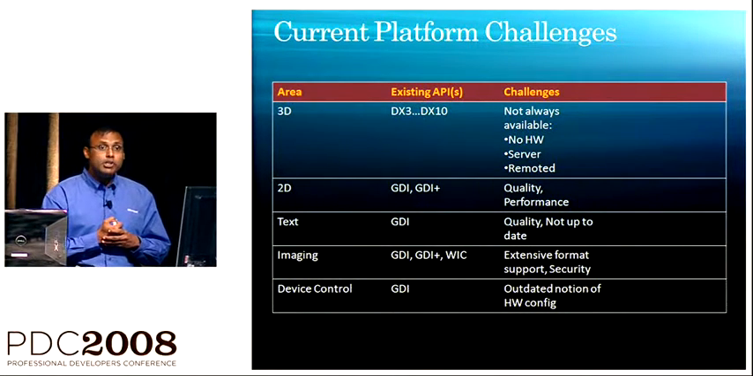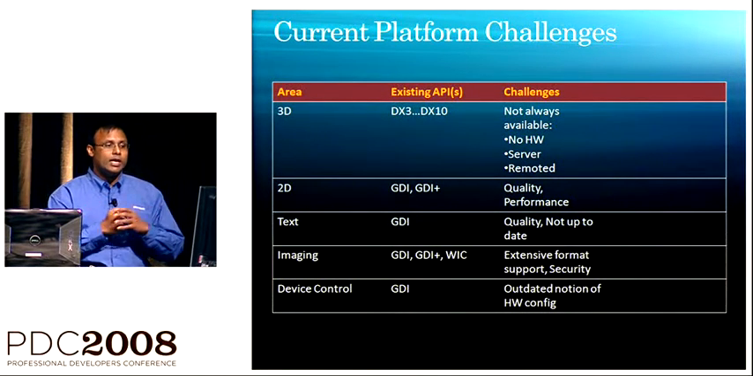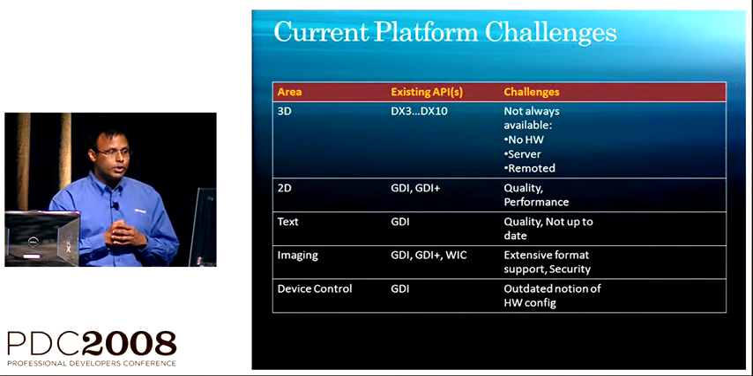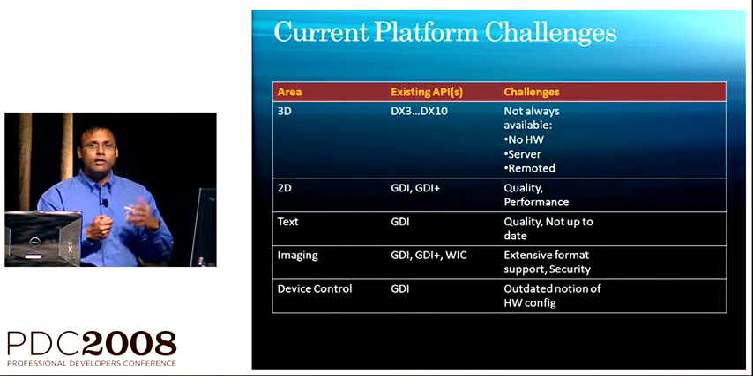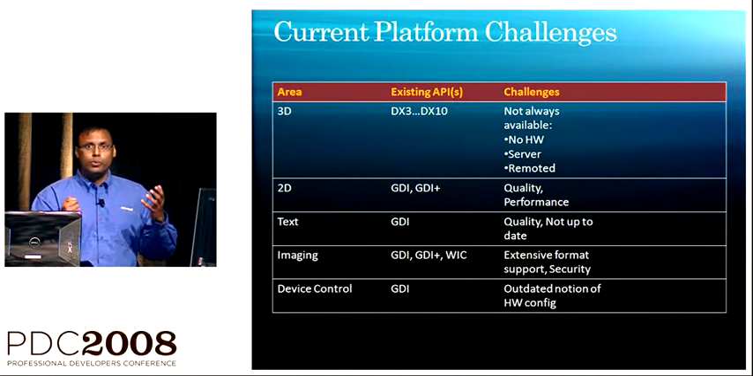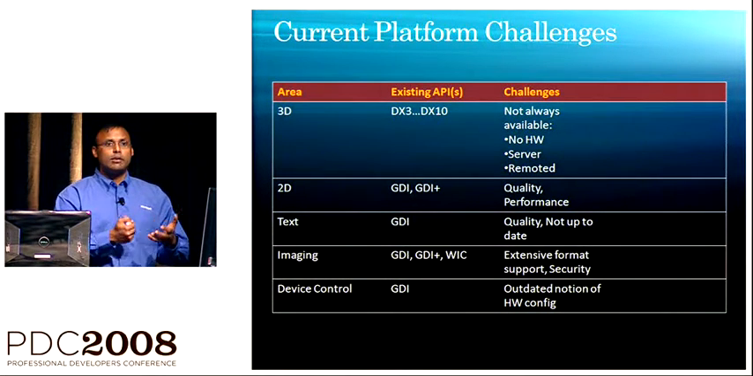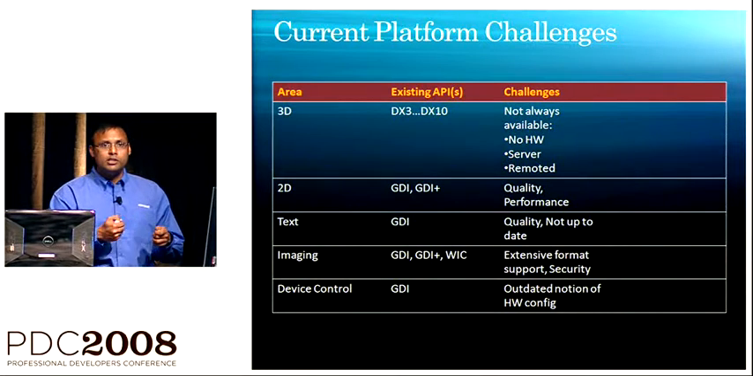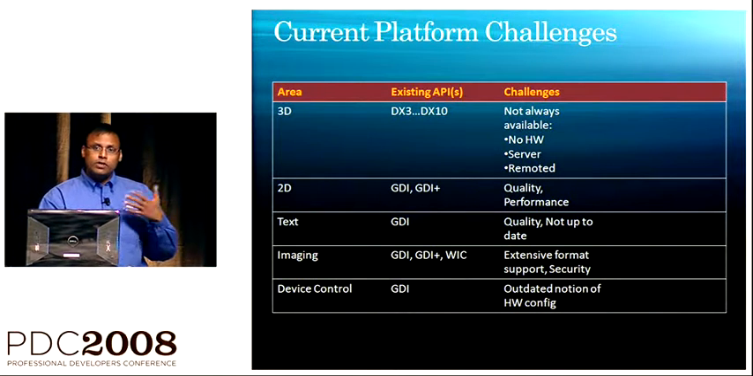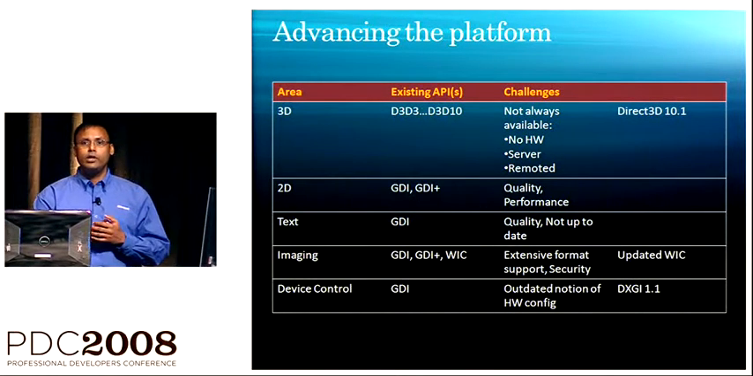For imaging, we made great strides in Windows Vista with the introduction of the Windows Imaging Component, or WIC as we call it. However, there are still a number of formats that need to be supported. For device control, today we use GDI. GDI was invented in Windows 1.0, and the hardware reality then is not quite the same as today. Things like multi-mon were grafted in, whereas multi-GPU is just not supported by GDI. So what we tried to do was first figure out if we could evolve the existing APIs, and that's what we did when we had a very good foundation API.